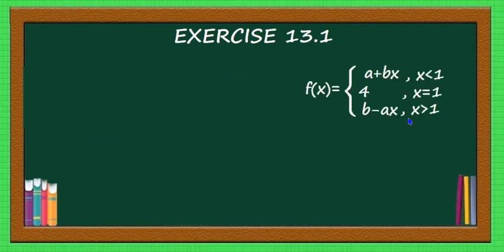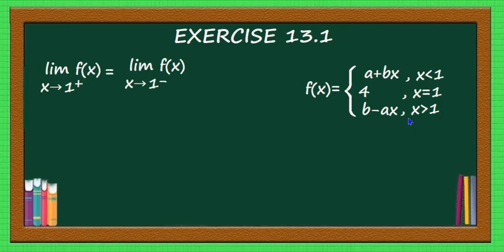Now the limit as x tends to 1 of f of x exists and it is equal to f of 1, it is given. Therefore the limit as x tends to 1 plus of f of x is equal to the limit as x tends to 1 minus of f of x is equal to the limit as x tends to 1 of f of x, which is equal to f of 1. And what is the limit as x tends to 1 plus of f of x? 1 plus means x is greater than 1. When it is greater than 1, how is it defined? b minus ax.